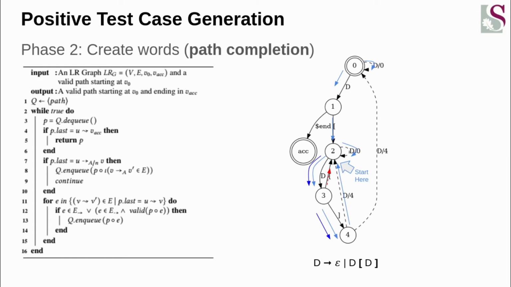And the first path to reach the accept state we know will also be the shortest path to completion, since breadth first search explores the graph in layers. So then we can see it will just go around here and then to the accept state.